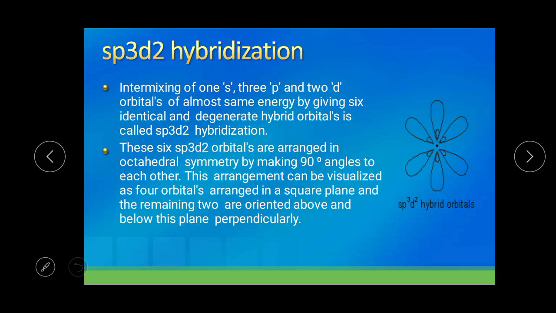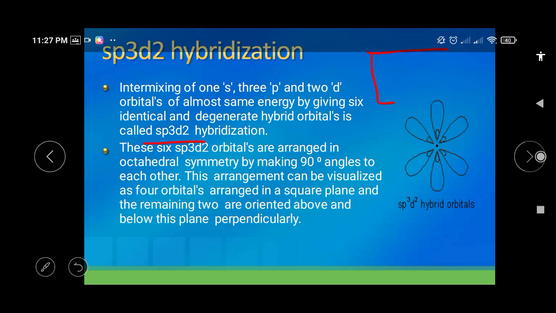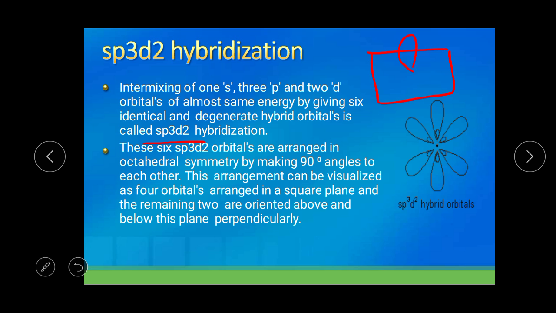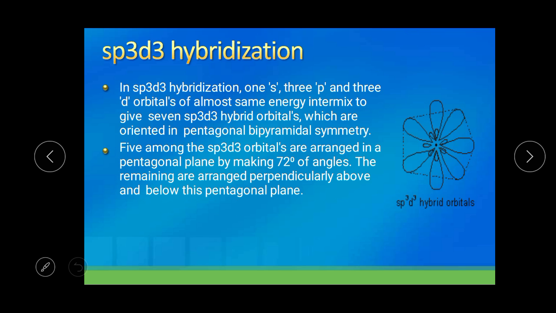sp3d2: one s orbital, three p orbitals and two d orbitals. They will arrange in octahedral symmetry, and the bond angle will be 90 degrees each. We can visualize it as four orbitals arranged in a square plane, with two orbitals above and below the plane. sp3d3: 1s, 3p and 3d, and the bond angle will be 72 degrees.